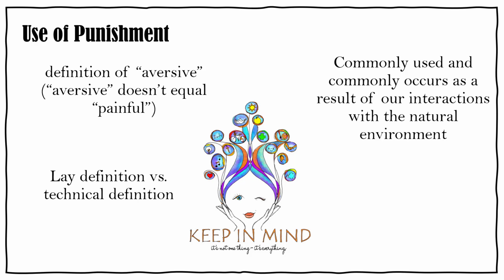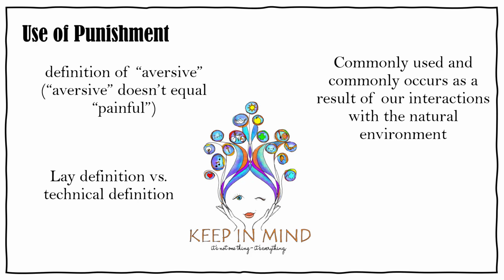Punishment is actually commonly used. It's commonly used in the educational system. It's commonly used in everyday life. It's commonly used in parenting. It's commonly used in the workforce. So we use punishment a lot more than we want to admit. And it also commonly occurs as a result of our interactions with the natural environment.